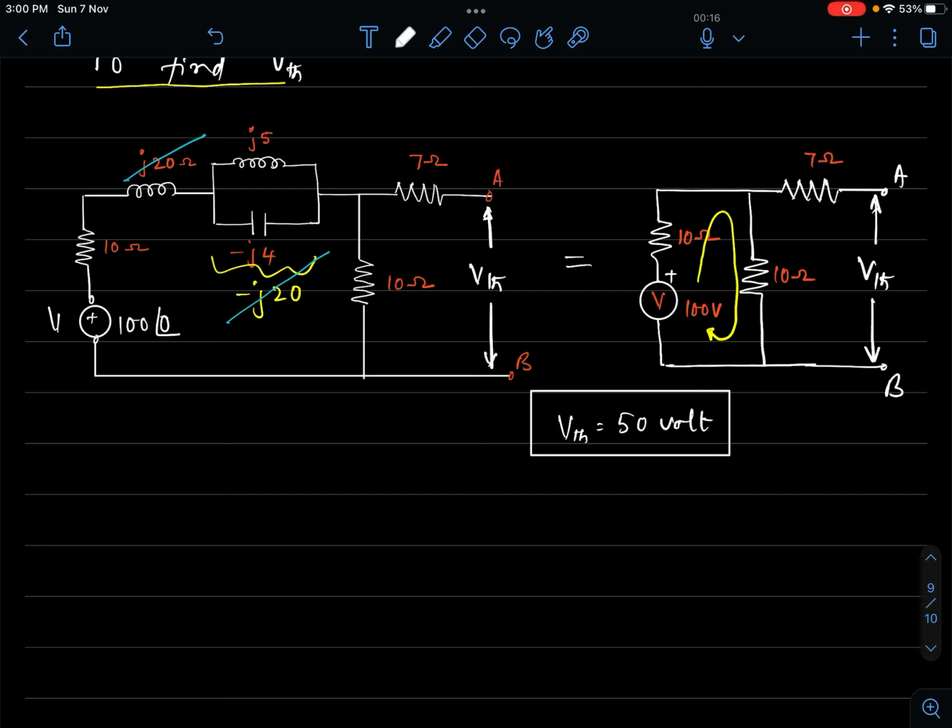VTH, if you want to elaborately calculate, you find out what is the current. Current is 100 divided by 20, that is 5 ampere. 5 ampere would flow through 10 ohms. 5 into 10 is 50. No current through 7. How do we exactly calculate the potential difference VTH or open circuit voltage? We go from A to B along any path. What is the potential drop across 7? There is no current, 7 into 0, this is 0. This is 10 into 5, 50. Come back to B. Whichever way you go, you will get the same value. So the open circuit voltage or the Thevenin's voltage is 50 volts.